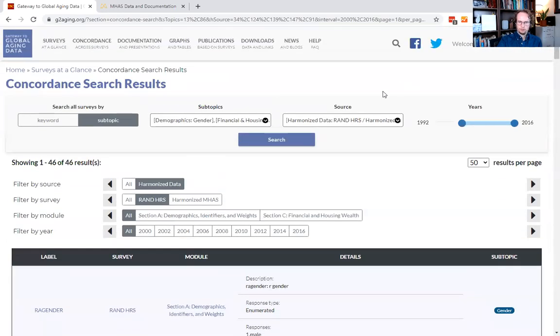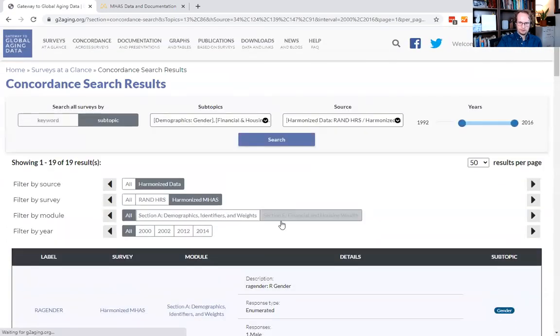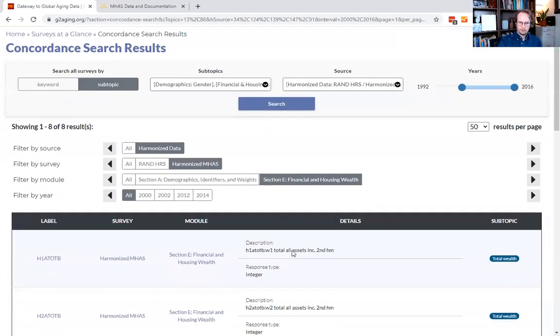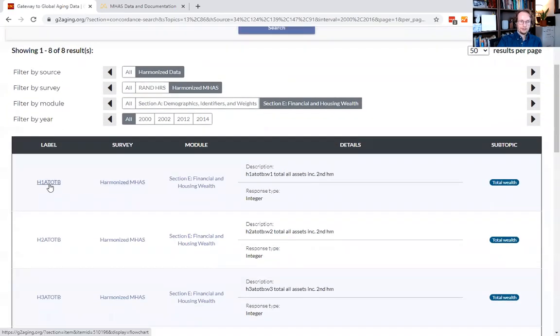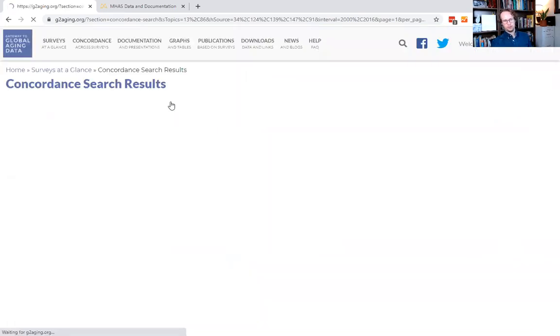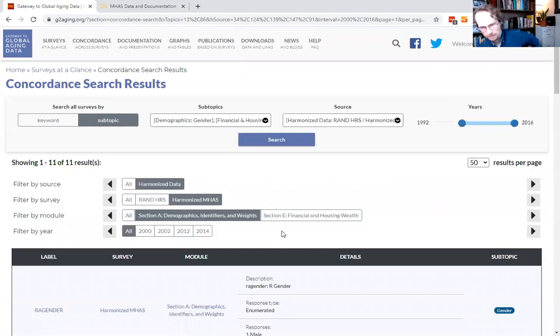And then we could go to the harmonized MHAS and also look at the wealth section. And we can see that we have an ATOTB. So that version B is comparable. We know that because the variable name here is the same. So the total assets, including second home here. So we have comparable gender and wealth variables in both data sets.